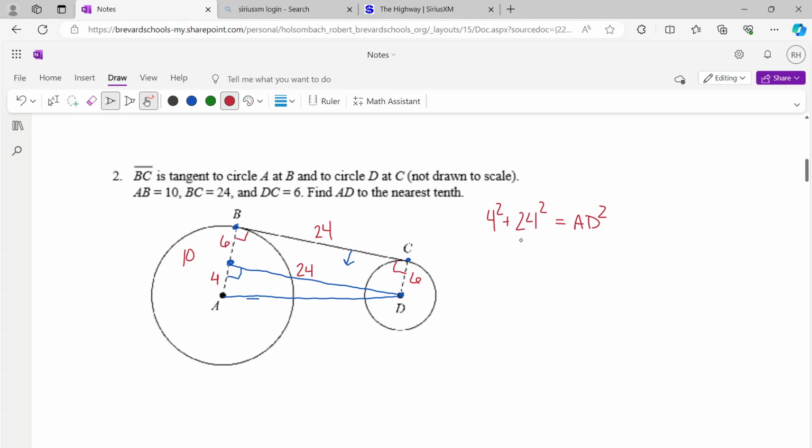So 592 equals AD squared. Let's find the square root of both sides. So 24.3 is equal to AD.